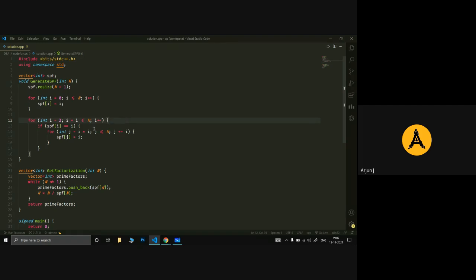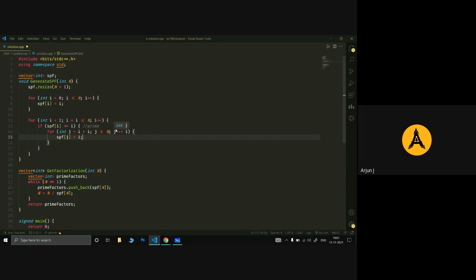And I increment i. If the smallest prime factor of i is equal to i, what does this mean? This will mean that the particular number is going to be a prime number. In the prime sieve, we have maintained it as a Boolean value that is true. Here, if we check that the smallest prime factor of some number is itself, then obviously it is going to be a prime number. So if that condition is satisfied, we run a for loop that starts from i square and goes up until j is less than or equal to n. And we mark the smallest prime factor of j to be i. I hope you get this.